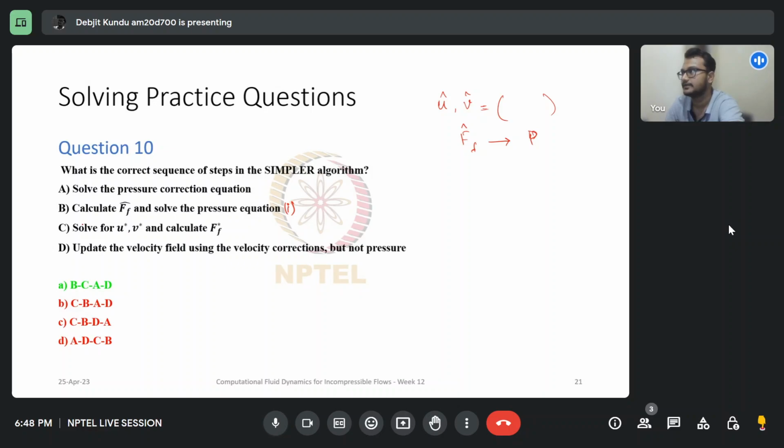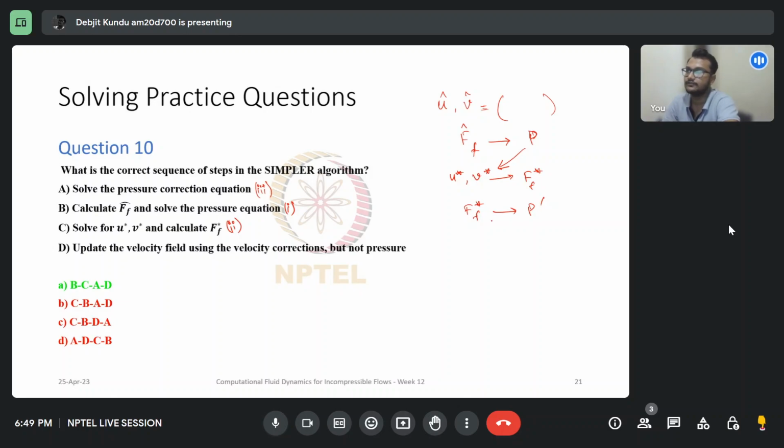That is step 1. Then we go to step 2, that is step C over here, where U star and V star are calculated, these are solved using pressure. So using the pressure field that we got from the hat quantities, we use that to solve for U star and V star, and using U star and V star we get the star quantities. And in step 3, they are used in the pressure correction equation.